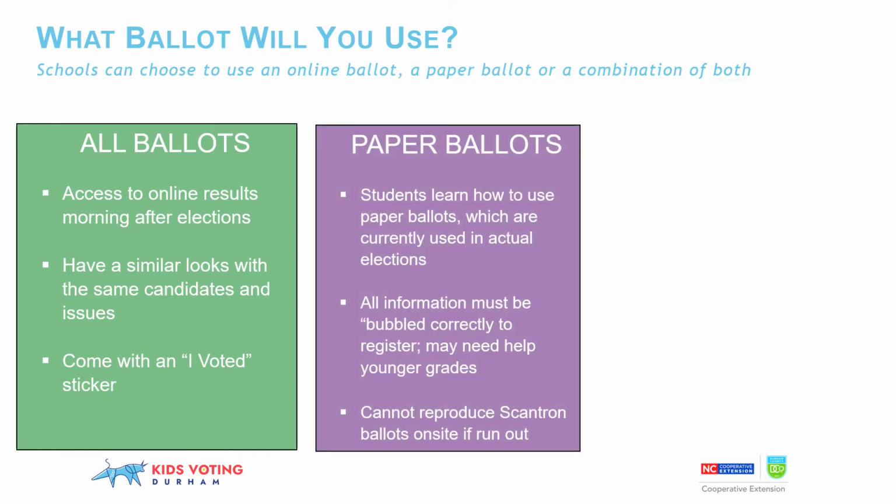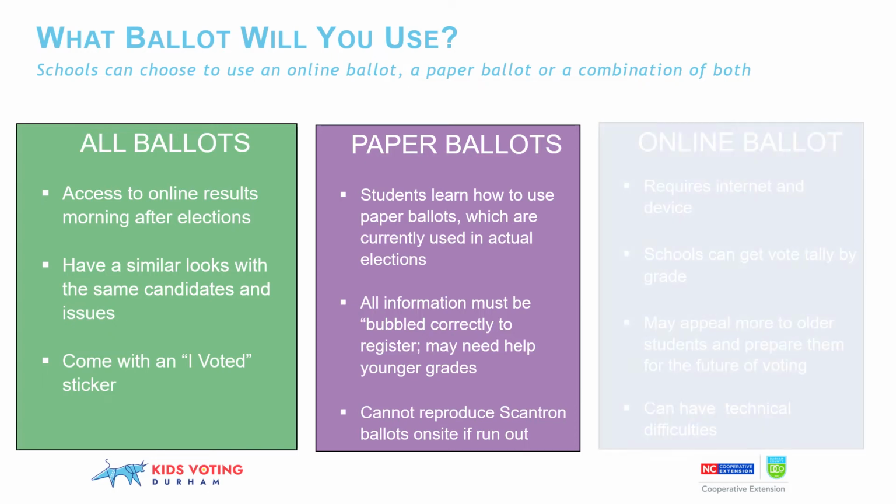For paper ballots, some people like to use these because they are what's used in current actual elections today, so they replicate the adult experience. All information, though, on most of our ballots must be bubbled correctly to register. These are Scantron ballots, just like the standardized tests that students take. Younger grades may sometimes need help with that.